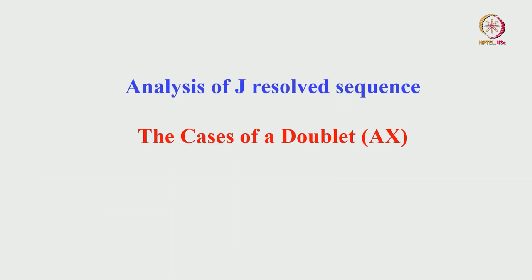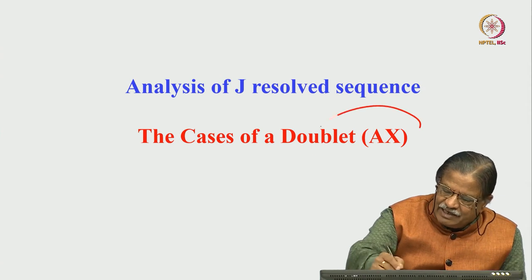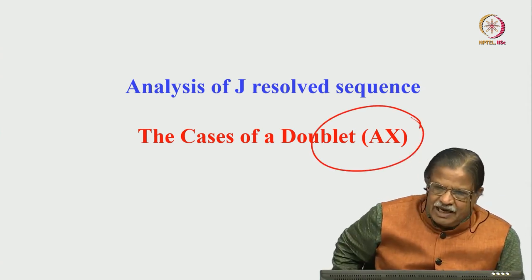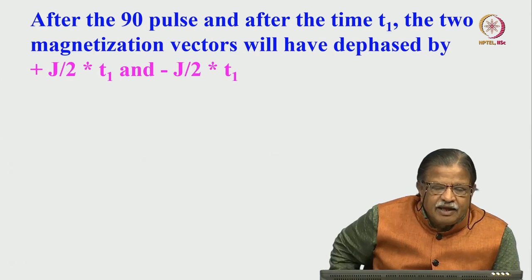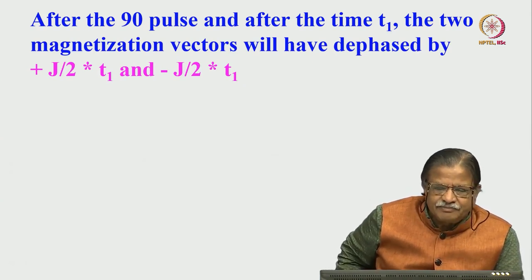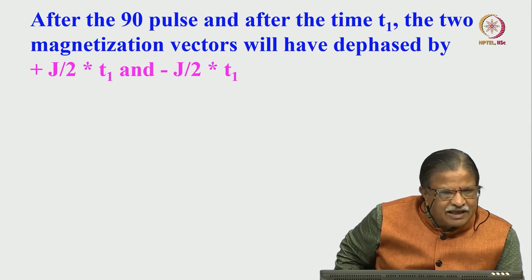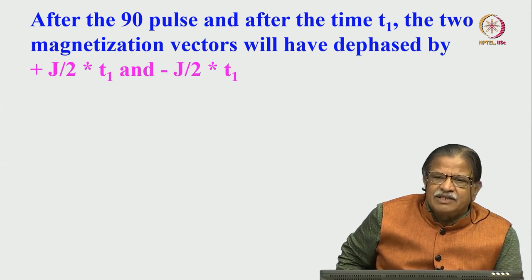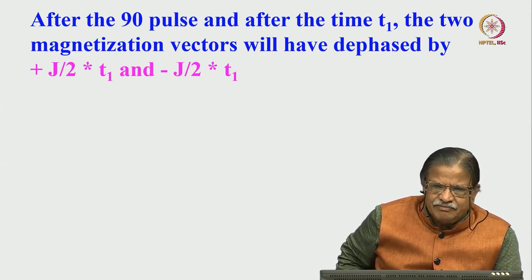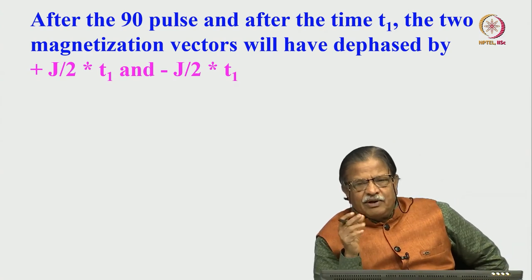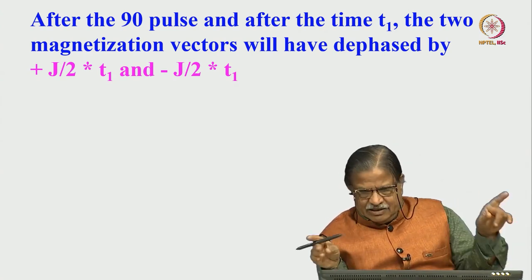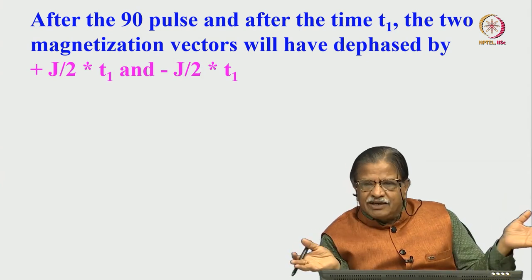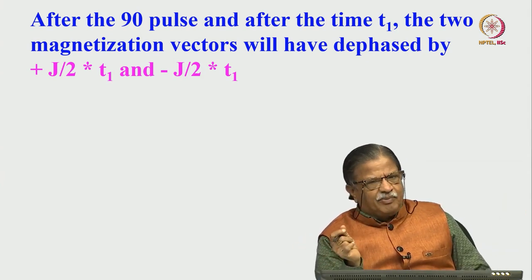How does it work? We'll take the example of one or two simple cases and see how the J resolved spectrum comes. We'll take the simple example of a doublet, AX. AX is a doublet. We'll consider one of the doublets, doesn't matter. What do we do first? In the pulse sequence I showed, first you apply a 90 degree pulse. It brings the magnetization to the x axis or y axis. Give some time. What will happen to these two vectors which are coupled? The J split vectors start moving in opposite directions. One is a fast moving, the other a slow moving component.